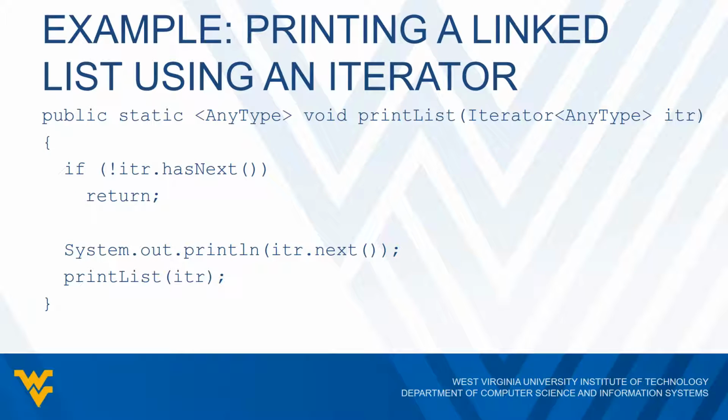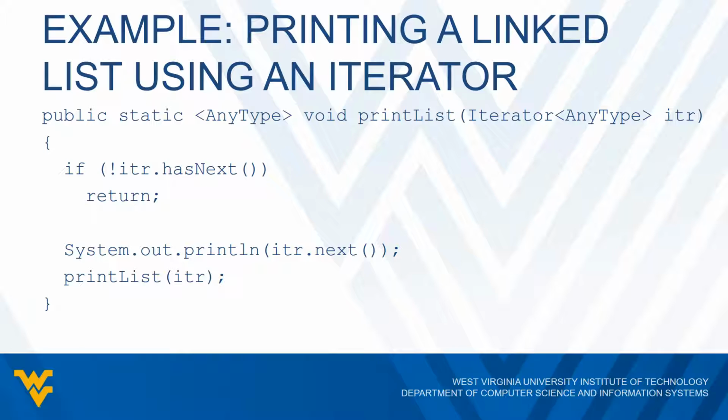Here's an example of a method that uses recursion. Here we're going to print a list, and we pass an iterator, so we pass the current position. What we do in here is we first check, is there another item in the list? That's what the iterator.hasNext does.